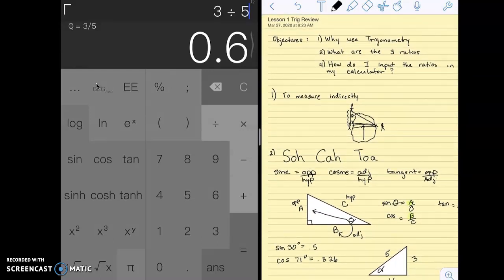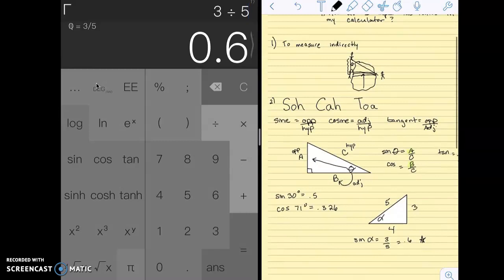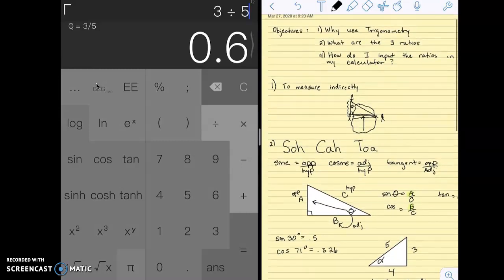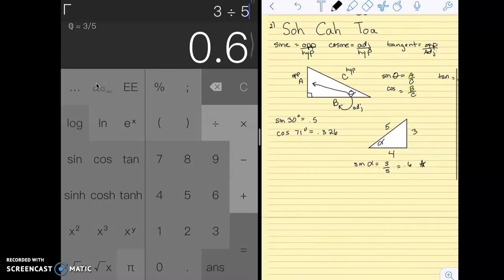Let's see. Why do we use trigonometry? To measure indirectly. What are the three ratios? So, ka, toa. How do I input the ratios into my calculator? Type the word and then the angle.